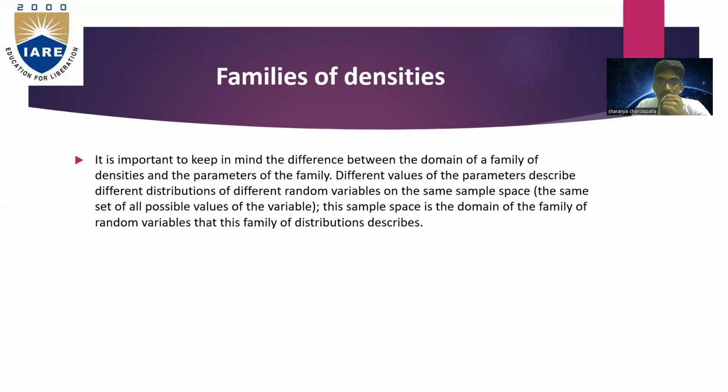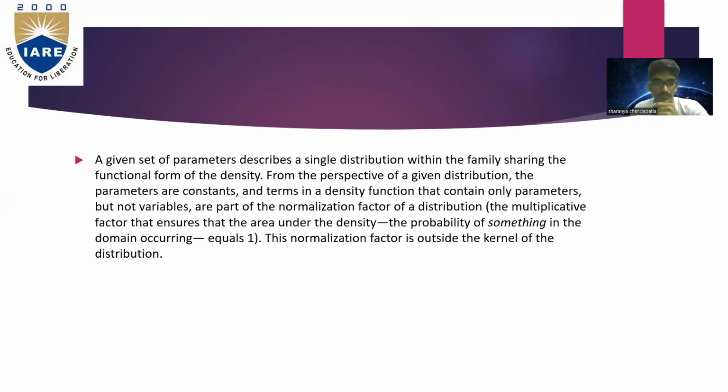It is very important to keep in mind the difference between the domain of the family of densities and the parameters of the family. Different values of the parameter describe different distributions of different random variables on the same sample space, the same set of all possible values of the variable. This sample space is the domain of the family of random variables that this family of distributions describes. A given set of parameters describes a single distribution within the family sharing the functional form of the density, from the perspective of the given distribution.